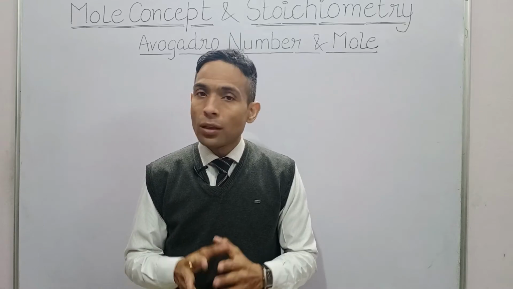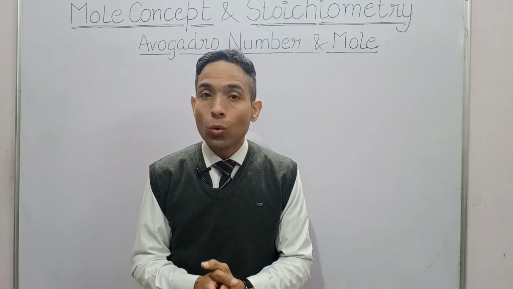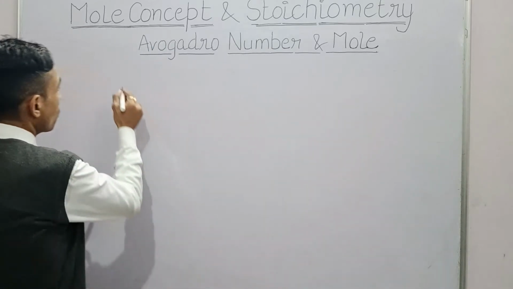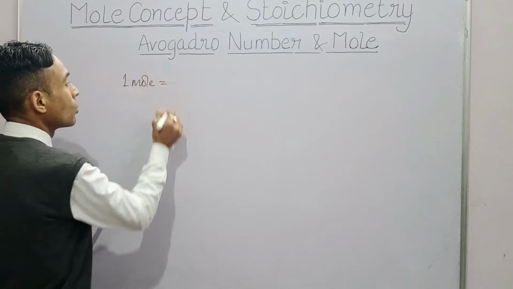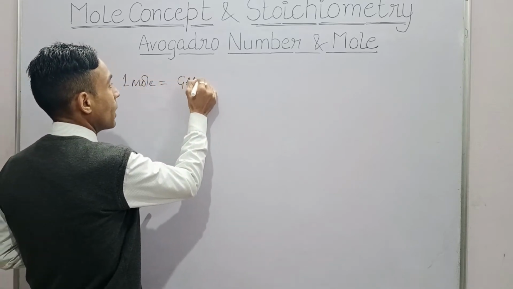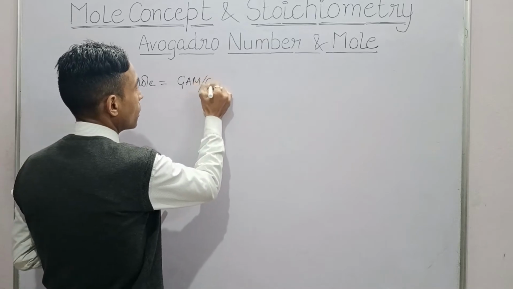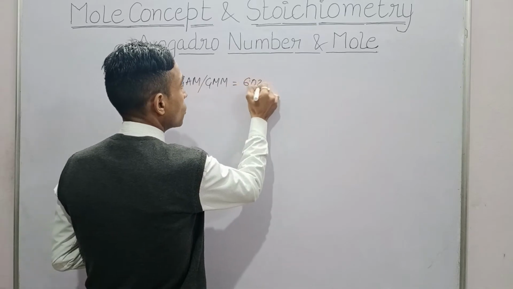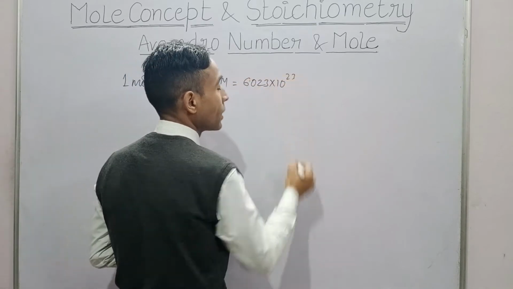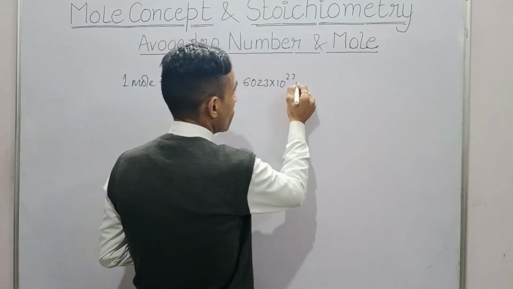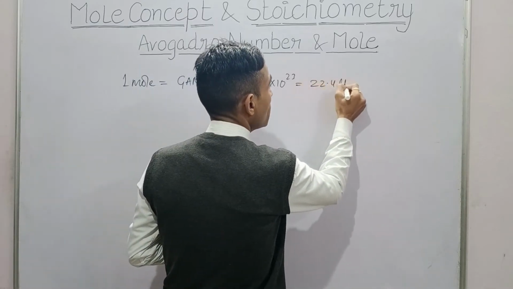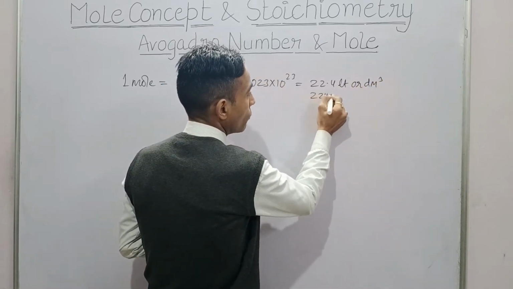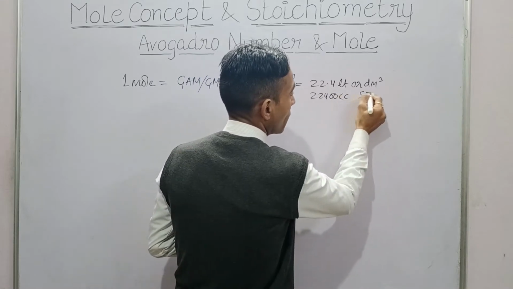Now let's understand the working of numericals of Avogadro and mole concept. Here we have to learn one complete set of values which says 1 mole is equal to gram atomic mass GAM or gram molecular mass GMM. 1 mole will contain 6.023 into 10 to the power 23 atoms, molecules or ions and will occupy 22.4 liters or decimeter cube or in cc 22,400 cc of volume at STP.